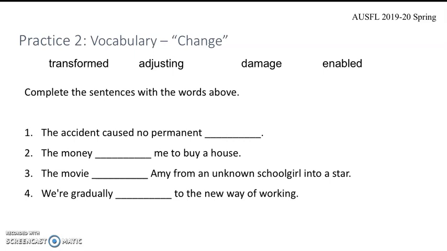Let's do another group of words. Again, please pause your video and complete the sentences with these words. Let's check the answers. First one is damage. 2 is enable. 3 is transformed. And number 4 is adjusting.